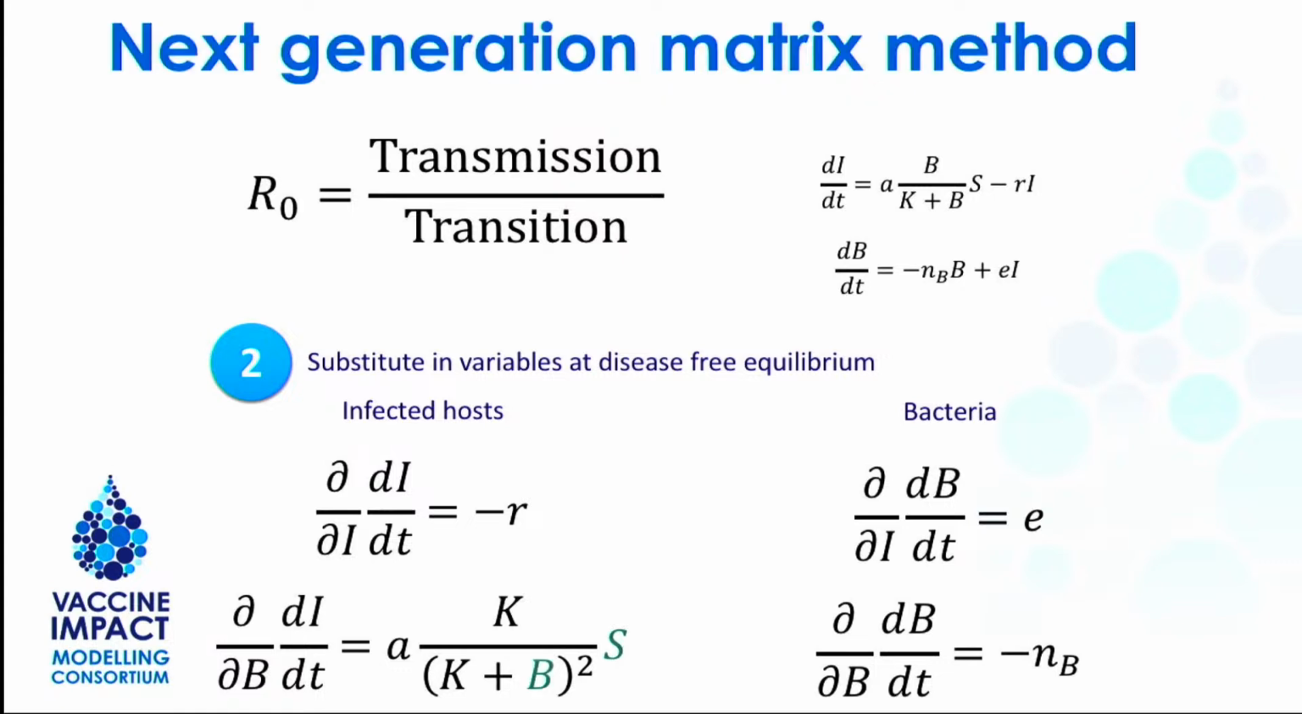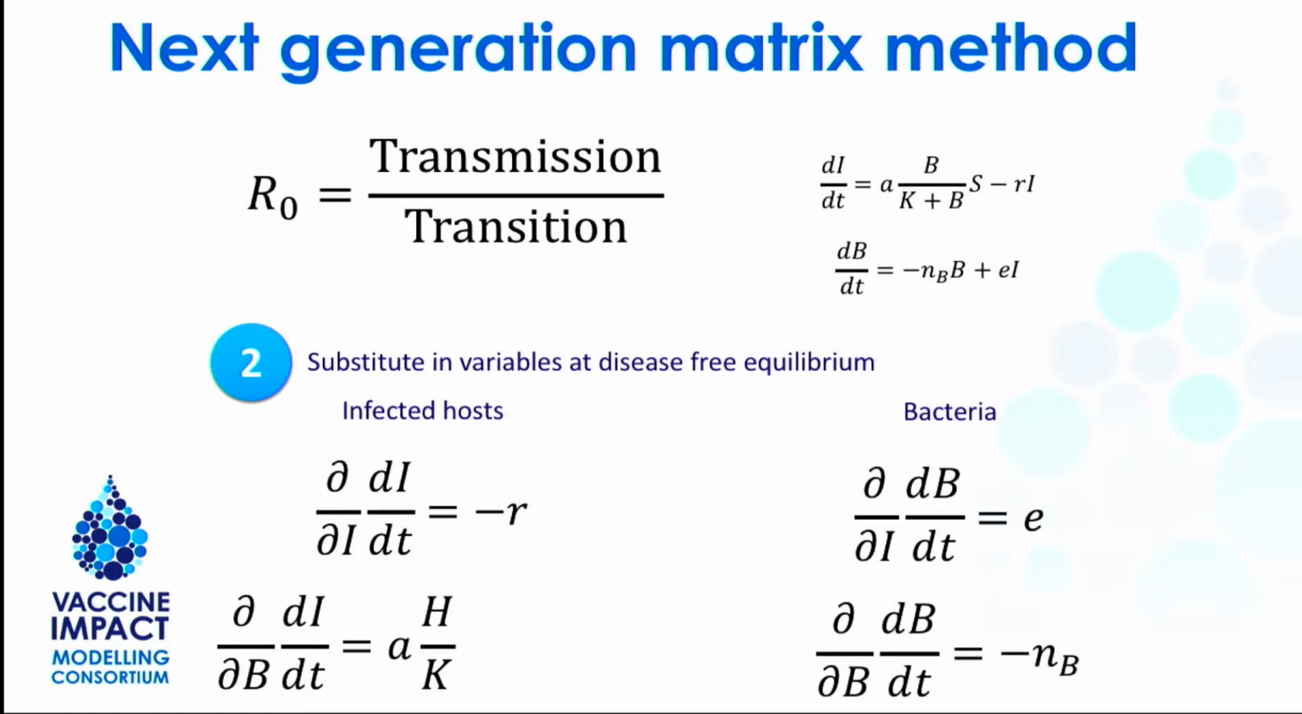So where do they appear? Well, they only appear in this term. So here we've got B and S. Okay. So at disease-free equilibrium, everyone's susceptible. So S is equal to the total population size of the human population. And B, well, we've got no bacteria in the environment yet. So B is just 0. These are the values of these variables at this equilibrium point. Okay. So we substitute those in, and we get this.